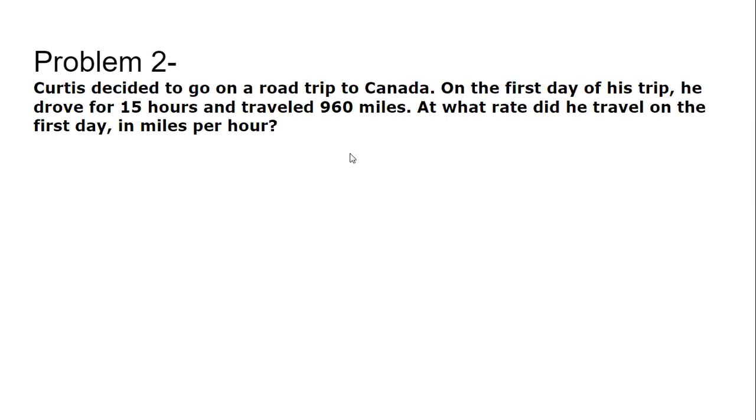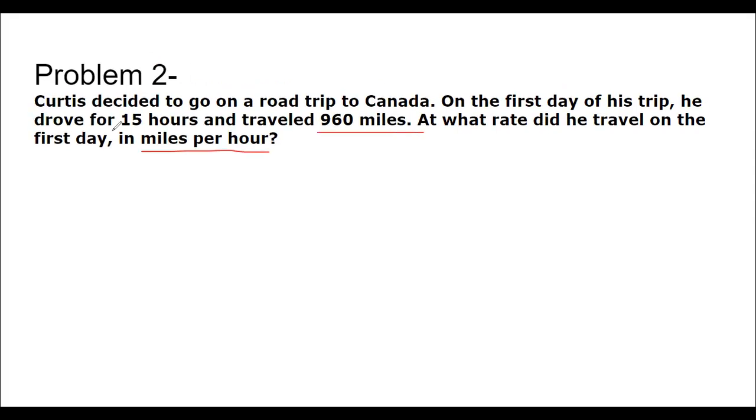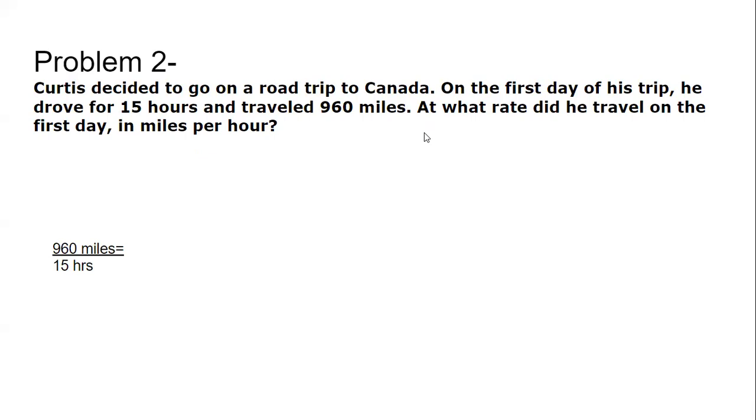Problem 2, Curtis decided to go on a road trip to Canada. On the first day of his trip, he drove for 15 hours and traveled 960 miles. At what rate did he travel in the first day in miles per hour? So here's also the key. When you see miles per hour, that means you put the miles first and then the hours, and then you just divide. That's all you're doing with unit rate. So 960 miles over 15 hours. That gives you 960 divided by 15, and that gives you 64 miles per hour. So his rate is 64 miles per hour, or 64 miles per 1 hour.